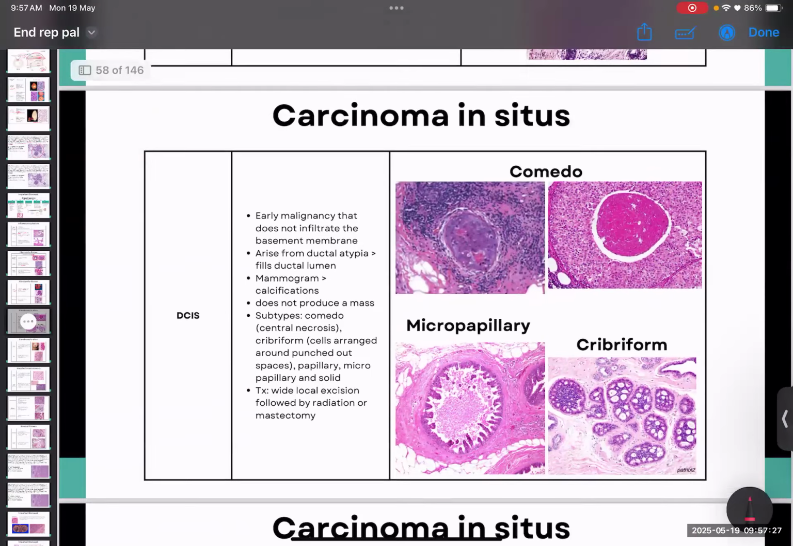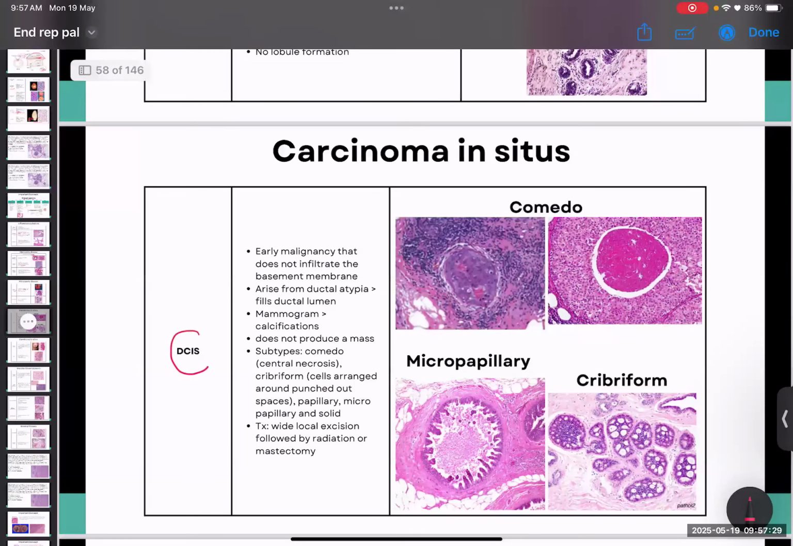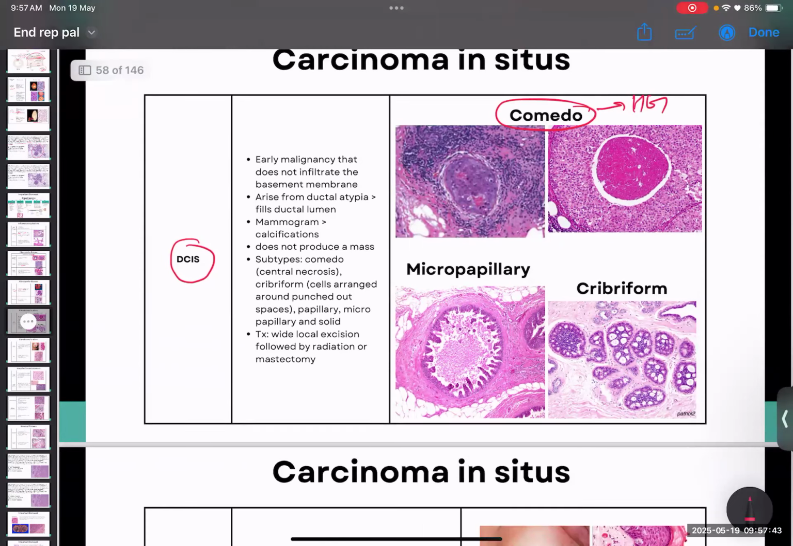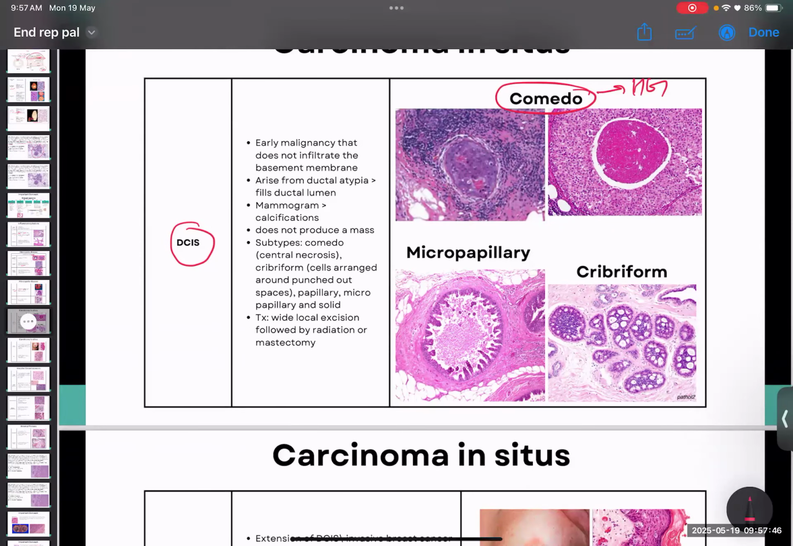Coming to carcinoma in situ, we start off with DCIS, which is ductal carcinoma in situ. So you have hyperplasia of ductal cells that fill the lumen of the duct. So this is how it's going to look. Comedo is a form of DCIS, and it's usually high grade. And then these are other forms of DCIS. So you have the micropapillary form and the cribriform form. The micropapillary form has these papillary structures at the periphery. And the cribriform form looks like someone just took a cookie cutter and placed it on the tissue. And so now you have these cookies here. These guys are low grade.